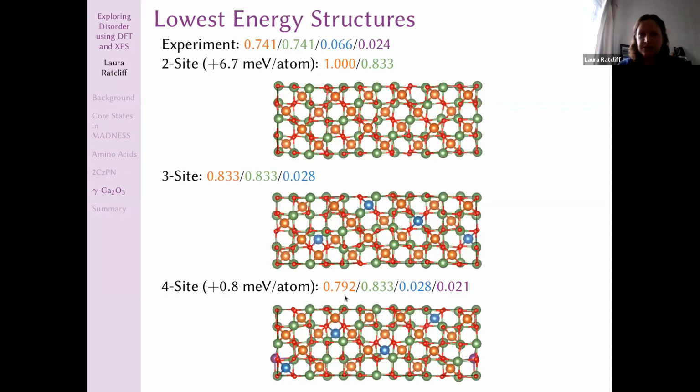And just to give you an idea of what these structures look like, you can see some of the disorder. Our overall lowest energy structure was this 3-site structure, so we don't have any of the gallium 4 sites occupied. Our occupancies don't exactly match the experimental ones, but they're in the right ballpark. Our lowest energy 4-site one was only ever so slightly higher in energy, and this is a bit closer to the experimental occupancies, but not quite enough gallium 3 atoms, for example. And then we also have our lowest energy 2-site structure, which is a little bit higher in energy. You can also see some of this short range disorder in the system, so we have distortions around our tetrahedra and octahedra, as well as the site occupancy disorder.